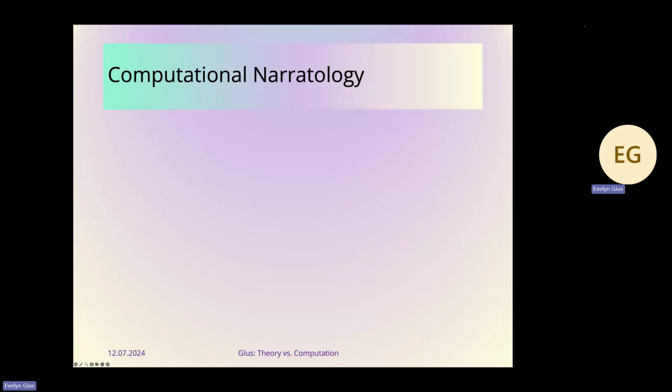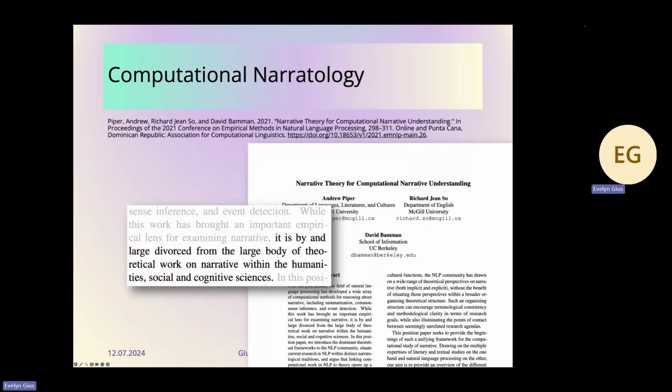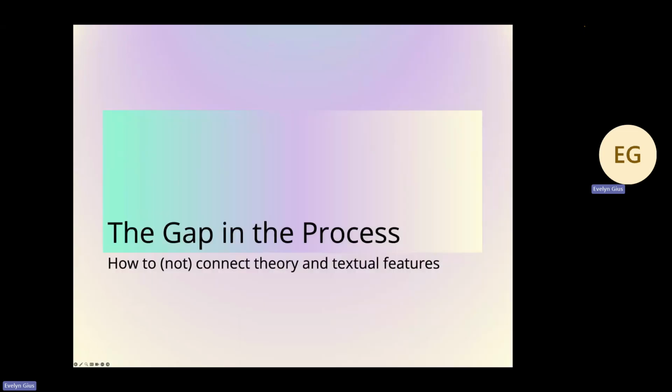Okay. So what about computation and narratology? Well, a more recent paper by Andrew Piper, Richard Jean So, and David Bamman says this: computational narratology is by and large divorced from the large body of theoretical work on narratives within the humanities, social, and cognitive sciences. So there is a gap, right? But still, people on both sides are claiming, and partly rightly so, that they're doing computation and narratology, or computation and narrative theory, or whatever combination you can imagine makes sense. But as I said before, there's a gap in this process.